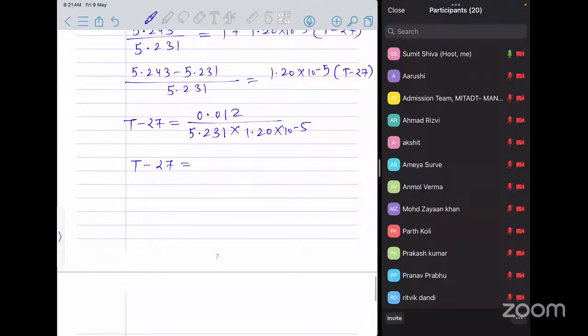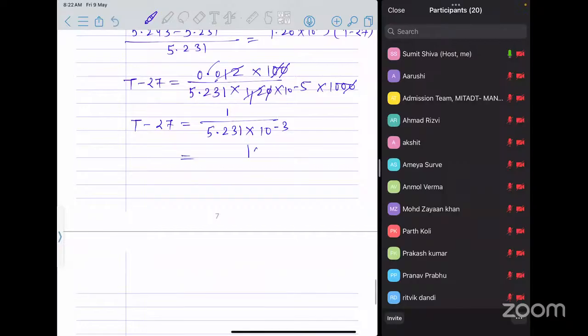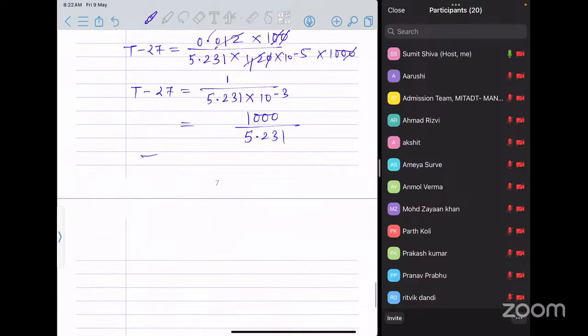So T minus 27 is equal to, I think, you can write it as 30, and you can write it as 20. 10 will cancel out, 12 will cancel out, 10 will again cancel out. So we are left with 1 upon 5.231 into 10 raised to power minus 3, which is nothing but 1000 divided by 5.231. So on calculation, the final temperature T will be 218 degree Celsius. Understood?